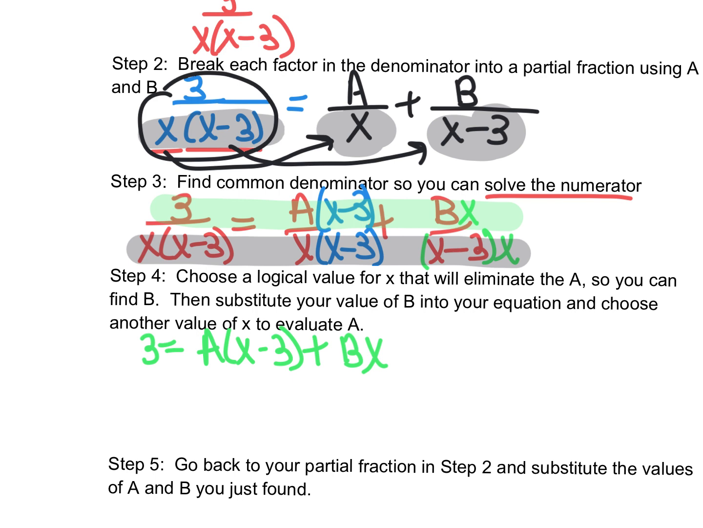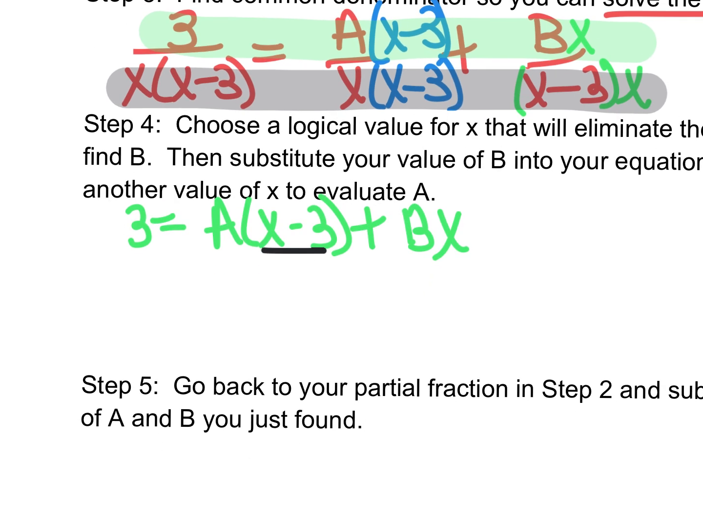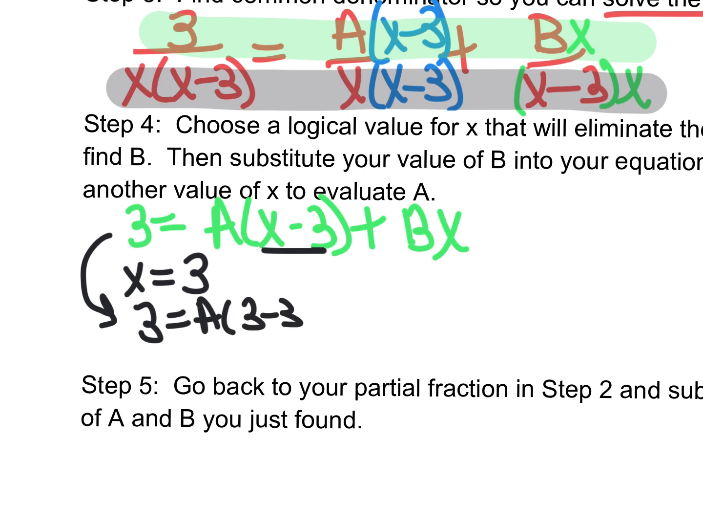Well, if I want to get rid of a, I'm looking here, if I take a times 0, that would get rid of a, which means I would like to say that x equals, I'm going to use the value x equals 3, and then I'm just going to substitute it into that equation. Okay, so I'm going to have 3 equals A times 3 minus 3 plus B times 3.